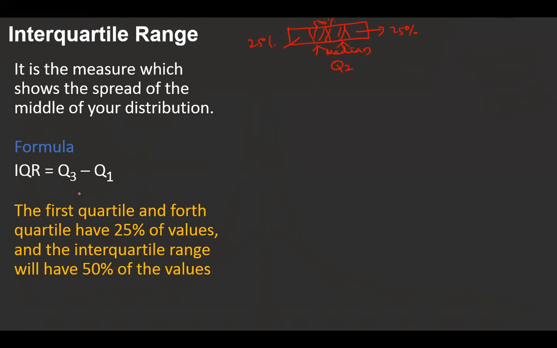So now the formula is Q3 and Q1. They are called quartiles. This is the third quartile. This is called the first quartile. Now the first quartile and the fourth quartile have 25% of the values here, and the interquartile range will have 50% of the values. We are going to show it in the diagram here.